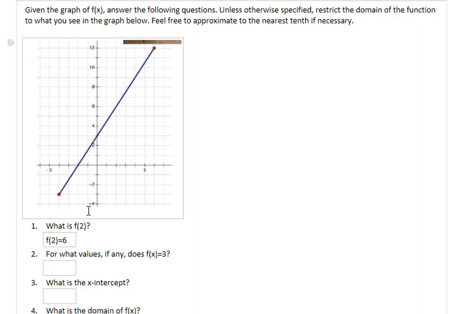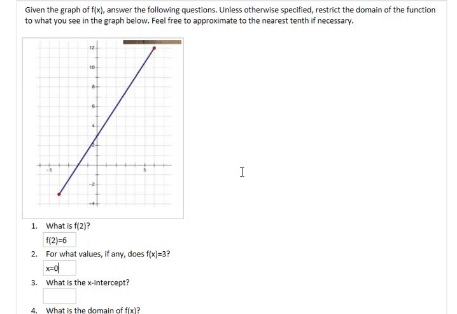For what values, if any, does f of x equal 3? In this case, we're going in the opposite direction. Instead of looking at my x's, I'm now looking at my y. Where is y equal to 3? Well, it's right here, and I want to know where x is at that point. In this case, x equals 0 because we are right on the y-axis.